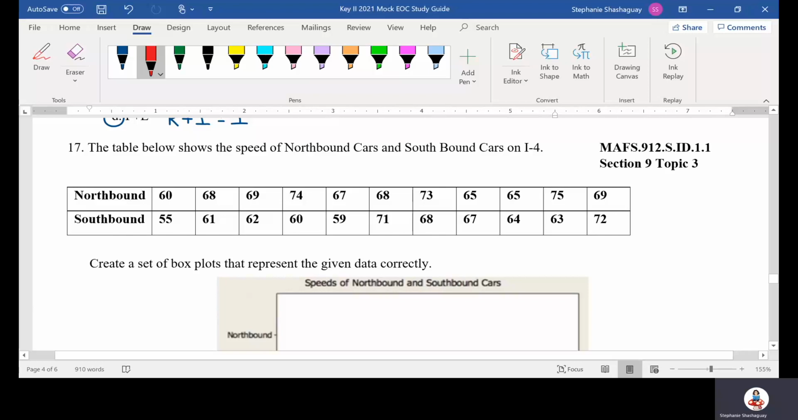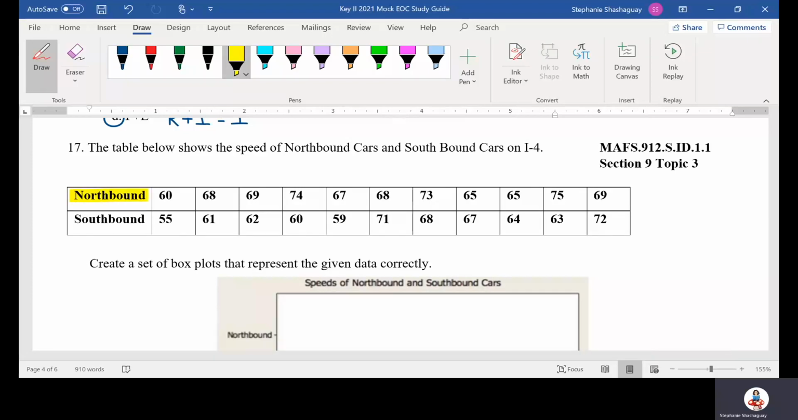So the first thing we have to do is take this data and organize it. We're going to first look at our northbound cars, and we're going to look for our lowest number, our lowest speed.